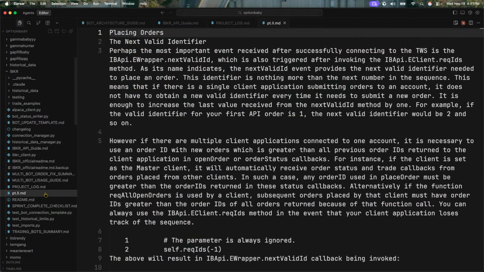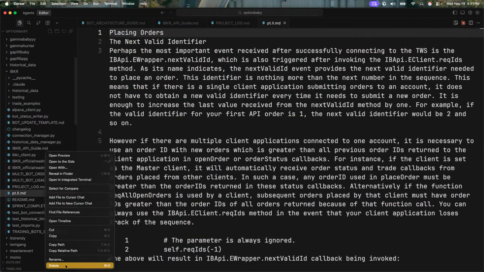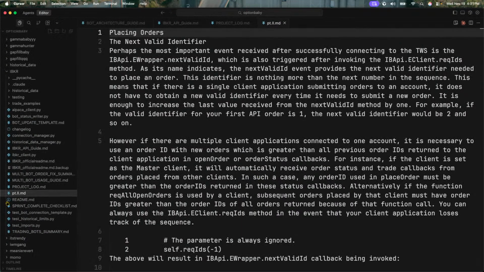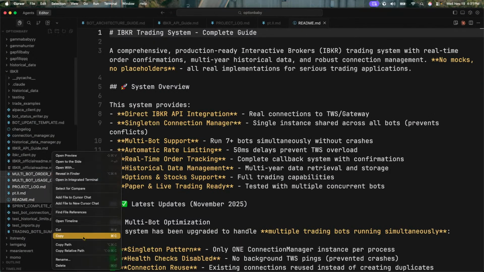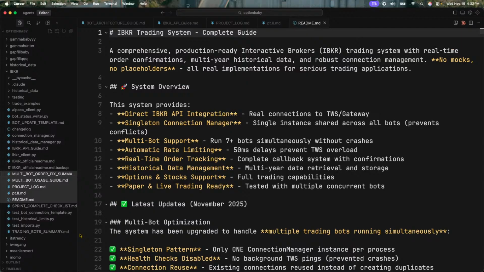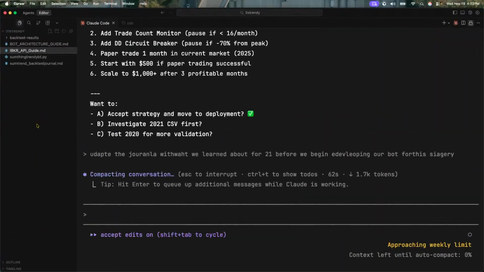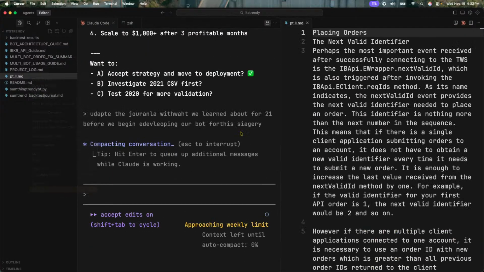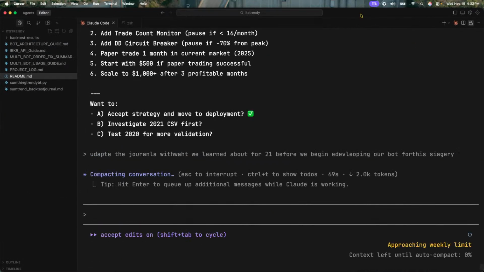What do I want? I don't need you because I've already, hold on, I'll just delete you over there. Let's hit copy. Let's come over here and paste. What I'm doing right now is getting ready to create our bot. I'm already finished with the strategy.